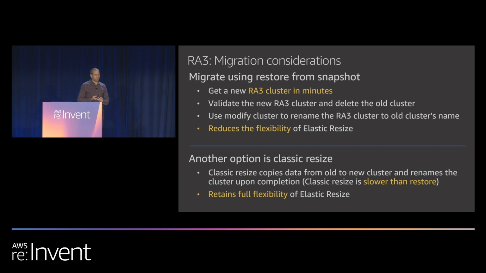Once you have the new RA3 cluster, it is in addition to your current cluster, whether it's DS2 or DC2. Your existing cluster has not disappeared yet. So once you get the new RA3 cluster, you can do some evaluations, do some sanity tests, see if it's behaving as you expect. If things are not as expected, you can discard it and go back to the cluster you have. Once you're satisfied with RA3, you can remove the old cluster and then use the modify cluster command to rename the RA3 cluster back to your old cluster's name.